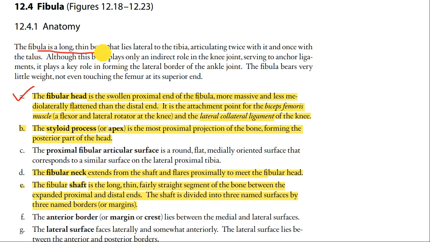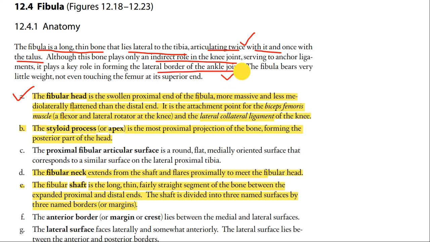It's a long thin bone which lies lateral to the tibia, articulating twice with it, once with the talus. Okay, so twice with the tibia: it is articulating at the head as well as in the distal end, the proximal end as well as the distal end, and once with respect to the talus. Although this bone plays only an indirect role in the knee joint, it is not properly fixed into it but set all together, serving to anchor the ligaments and play a key role in forming the lateral border of the ankle joint.